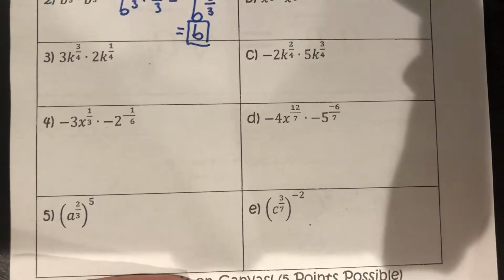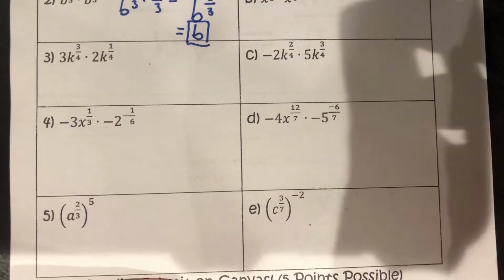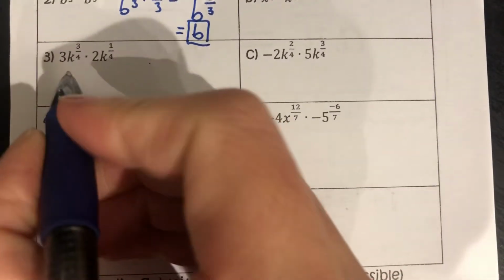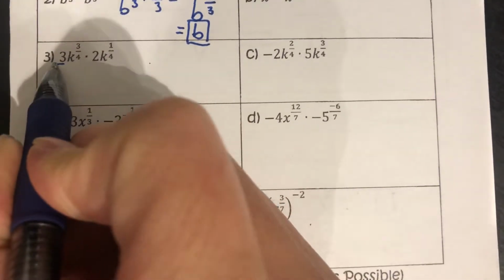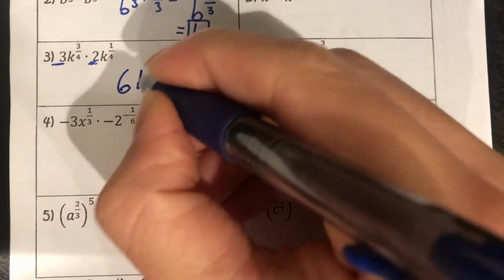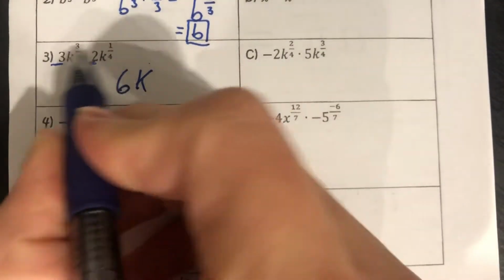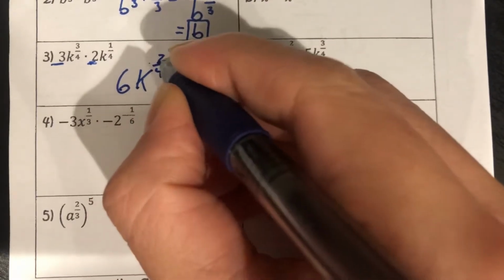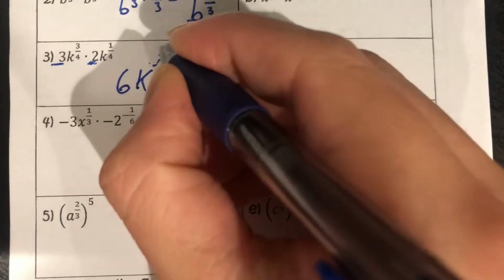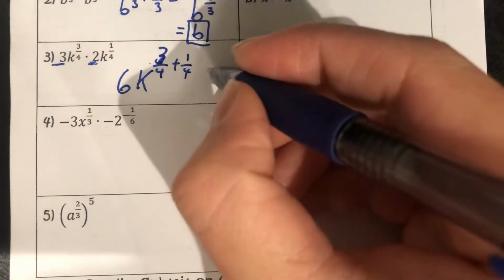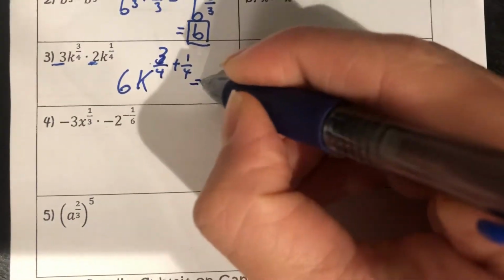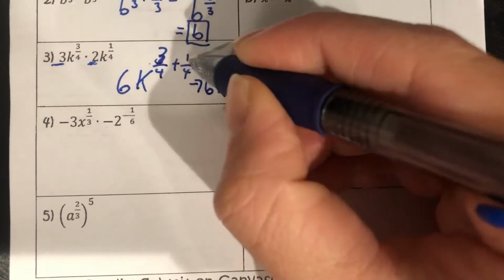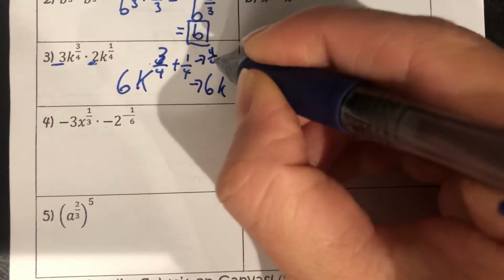Next one. This one gets a little bit more spicy. So here I'll have coefficients. Remember when doing these, the multiplication property, I just multiply the coefficients. 3 times 2 is going to give me 6. And then I have k to the, with the multiplication property, I'm going to add the exponents. 3/4 plus 1/4, same denominator, I can just add on top. So I will have 6k to the 4/4, which is just 1.